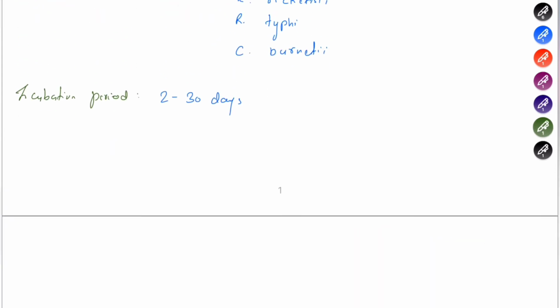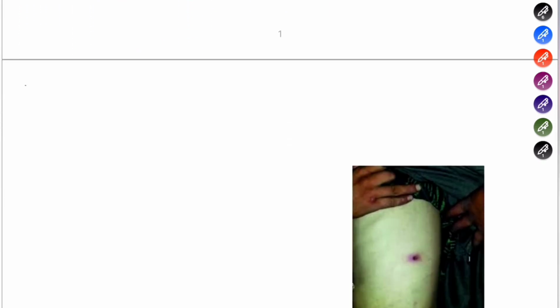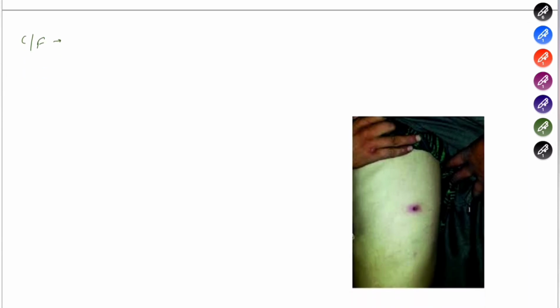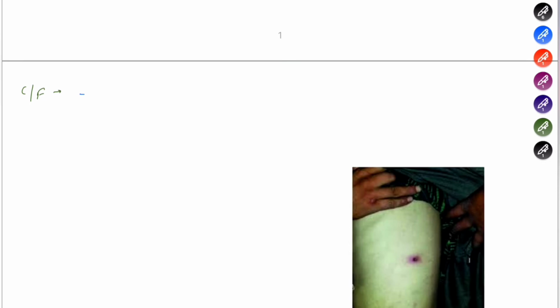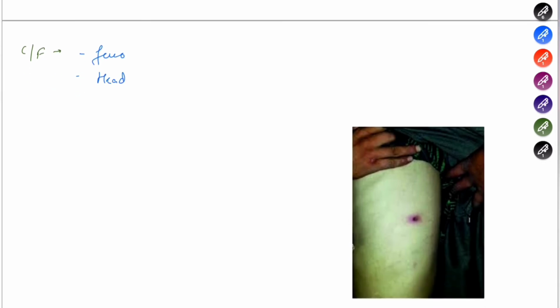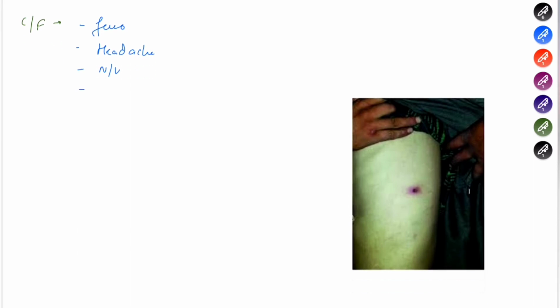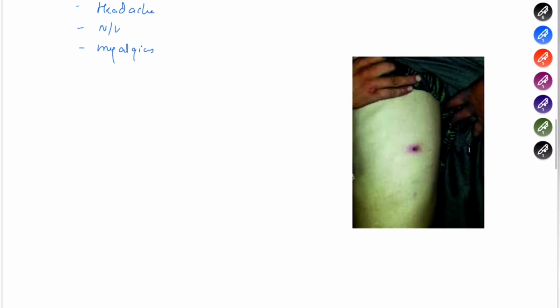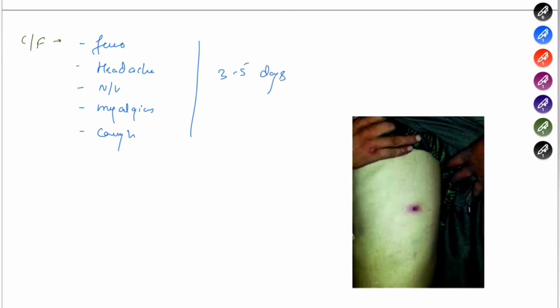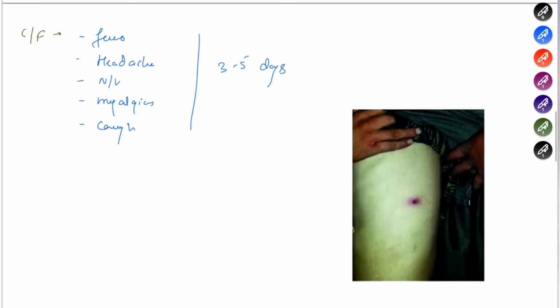Now, the clinical features. Clinical features also depend upon the causative organism. But during the acute phase, in the early 3 to 5 days, we can see common manifestations in all organisms, like fever, headache, myalgia, nausea, vomiting, and cough. In this period, it is difficult to make a diagnosis because these features are common in various diseases. So at this period, it is difficult to diagnose rickettsial infection.